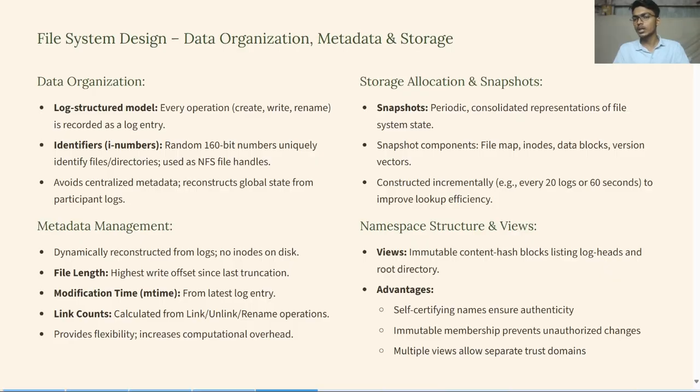Namespace structure and views. Ivy uses views, which are immutable content-hash blocks, and they list all participants' logheads and the root directory. A view provides a self-certifying name, which ensures authenticity. Membership is immutable, and this prevents unauthorized change. Multiple views allow distinct trust domains and support flexible collaboration in a semi-trusted environment.